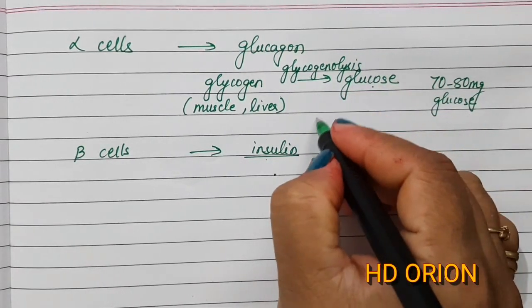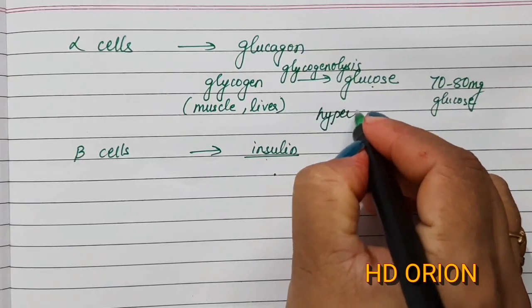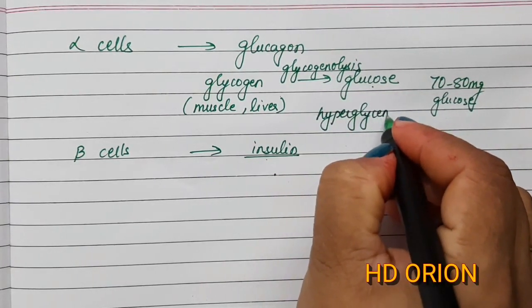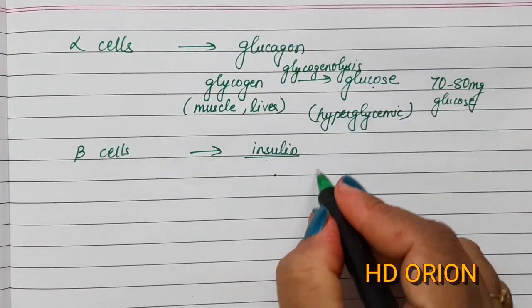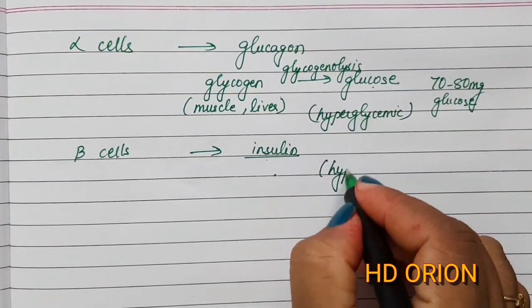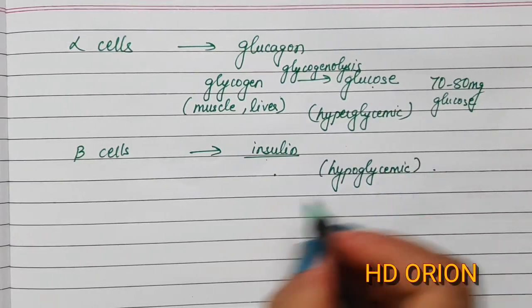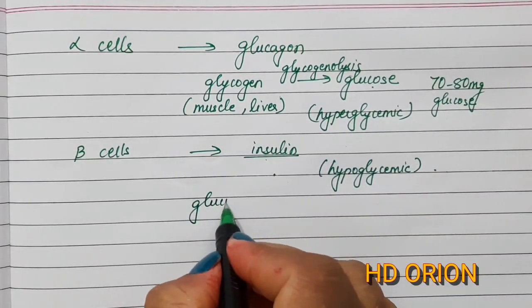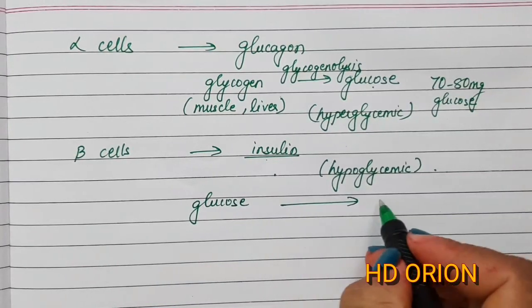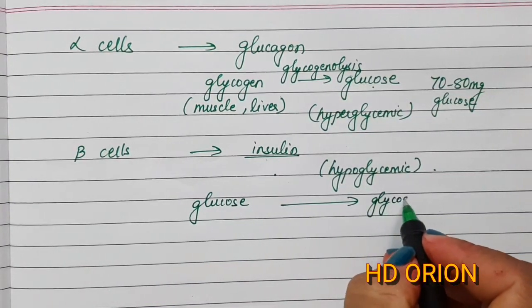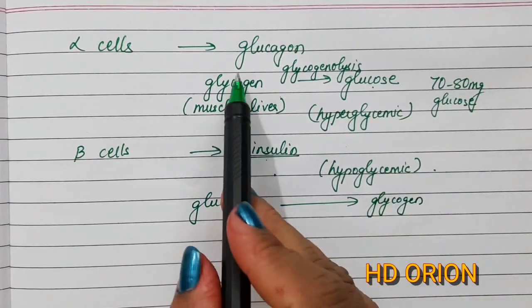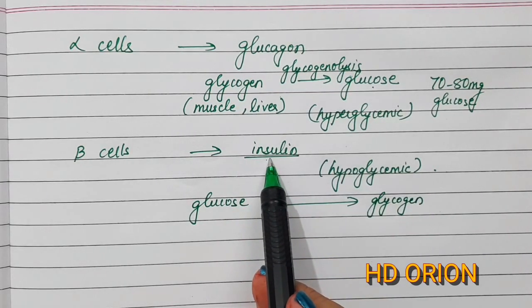We can call glucagon hyperglycemic. That means it increases the blood glucose, and we can call insulin hypoglycemic. That means it decreases the blood glucose level. So whatever glucose is present in the blood, it has to be converted into glycogen. So this is just the reverse function, and so glucagon and insulin are antagonistic.